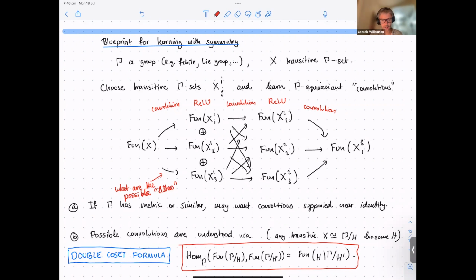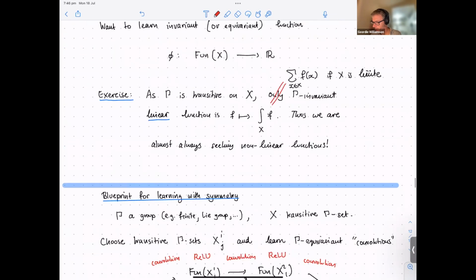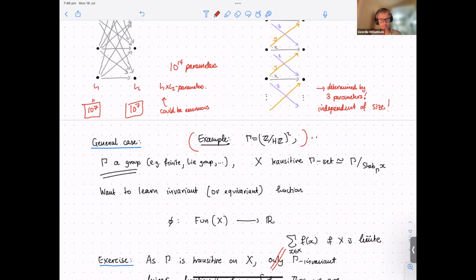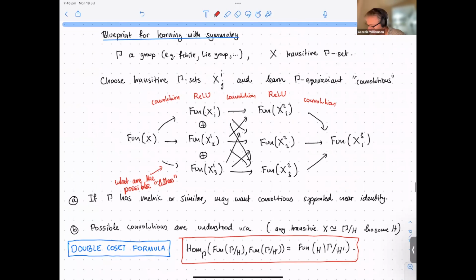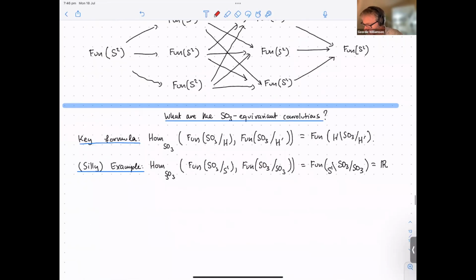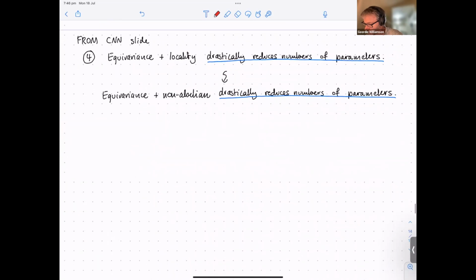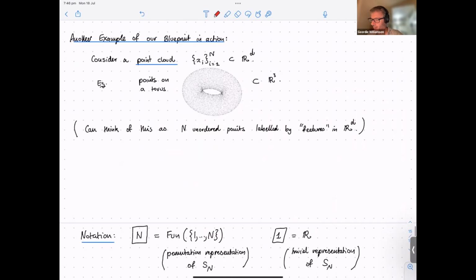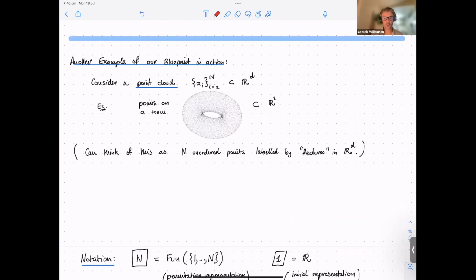So how is it connected to lower graph? I'm not sure I understand the question. How is it connected to lower graph? Okay, so I might just skip over the next bit. I just want to give an example of.